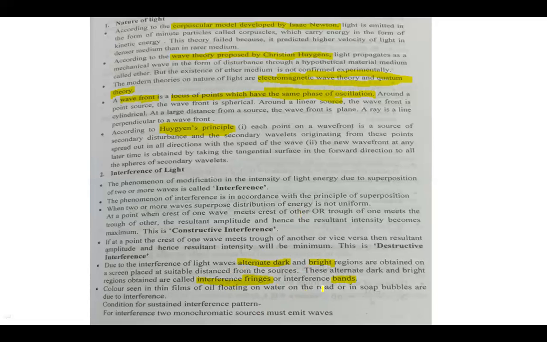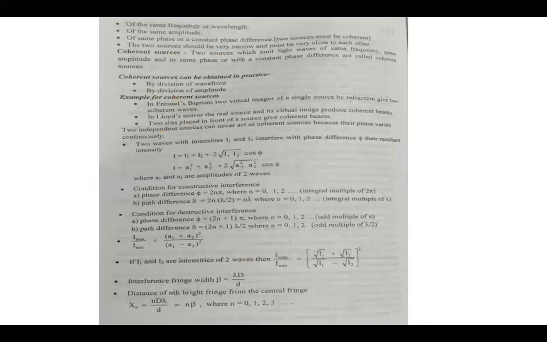Okay, next. If I want to get a sustained interference pattern, sustained, like continuously, then for interference, two monochromatic sources must emit waves. They should have the same frequency or wavelength, same amplitude, and the same phase or a constant phase difference. So you should see that the sources must be coherent.